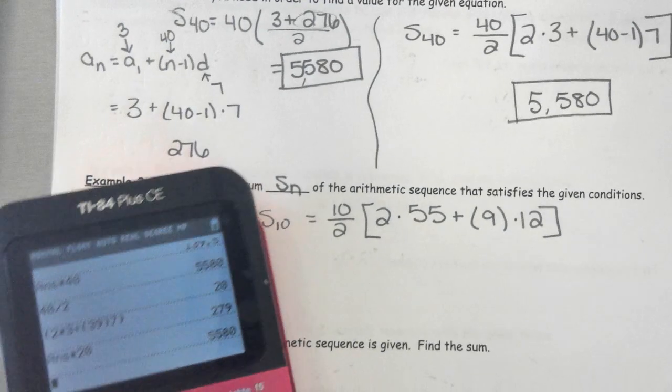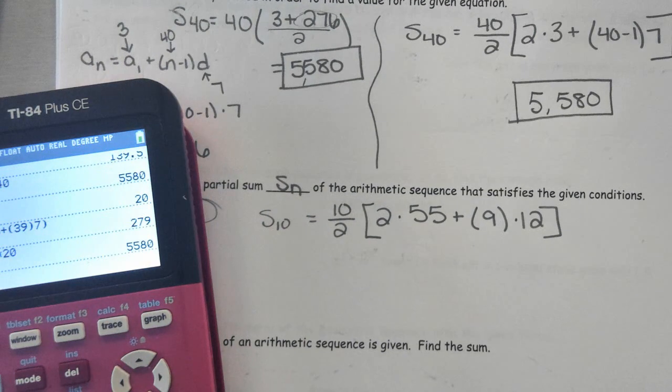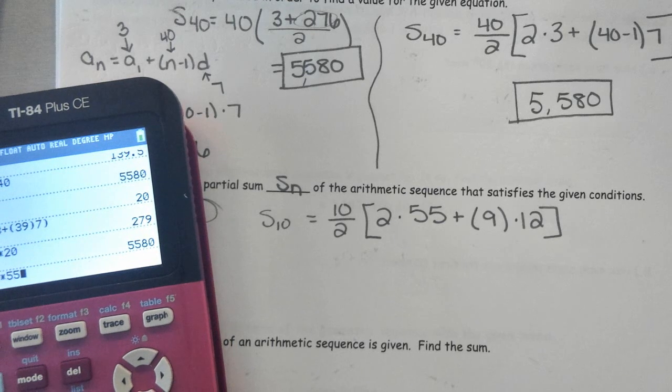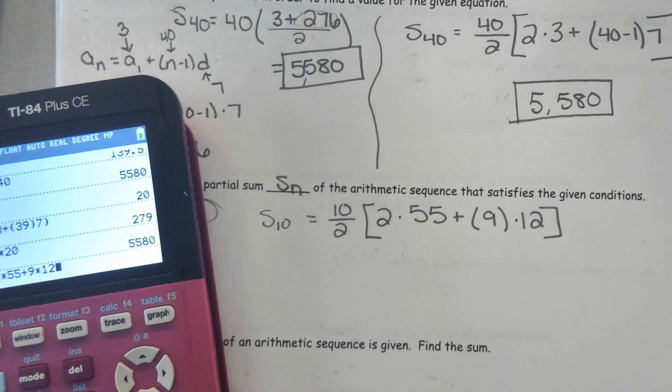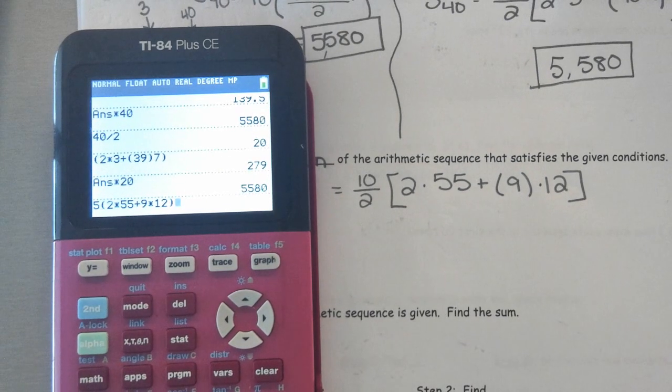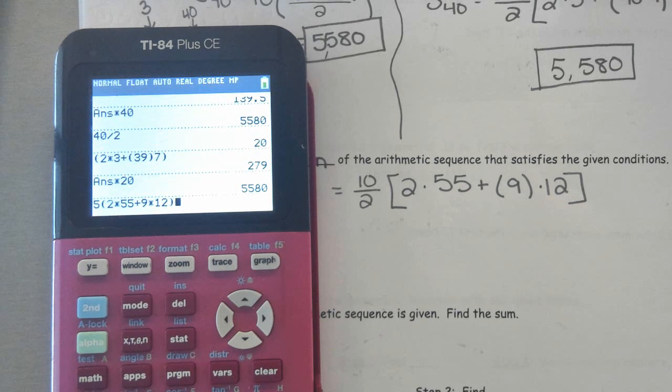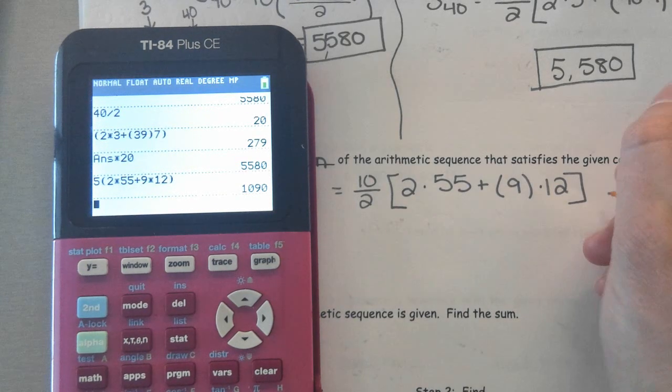So I can plug that in, and I can plug it in all in one line, again just making sure I'm appropriately using parentheses. So there's a 5 out front. 2 times 55 plus 9 times 12. Yes, your calculator is capable of order of operations, so if I type it in like this, it's going to be able to do all the things in the proper order. You can always add more parentheses, though, if you're nervous. And I get 1,090.